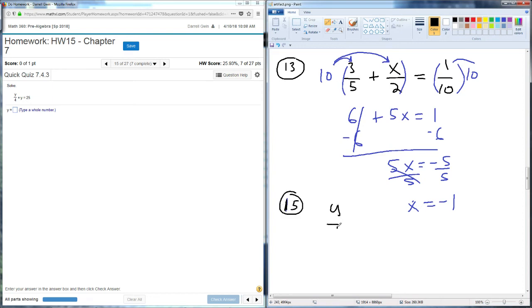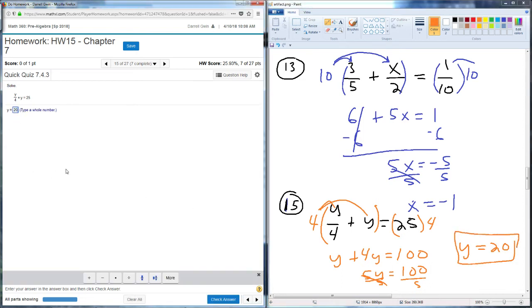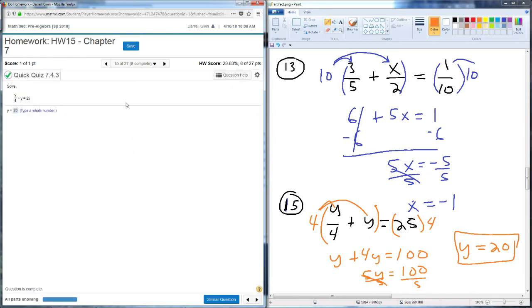We have y over 4 plus y equals 25. Let me do this one in orange. There's only one denominator, which is the LCD, 4. 4 times y over 4, the 4s cancel out. 4 times y is 4y. 4 times 25 is 100. Add y plus 4y is 5y. And 100 divided by 5, y equals 20. Type that in, 20. Not bad.